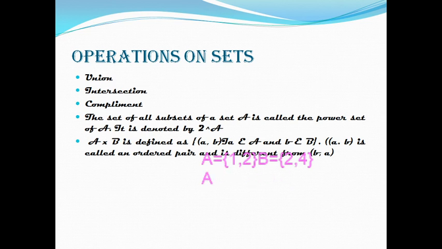What do you mean by A minus B, or set difference? Set difference, A minus B, means elements in A but not in B. 1 is the first element which is not in B, so we can write 1 here, but we cannot write 2 here because 2 is in B also. What is the definition? A minus B means elements in A but not in B.